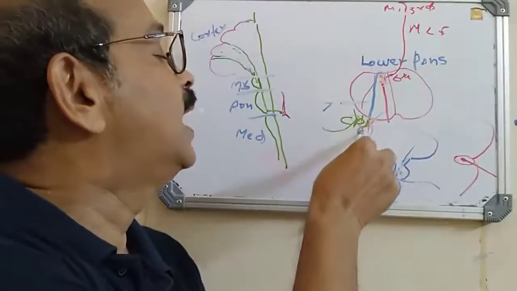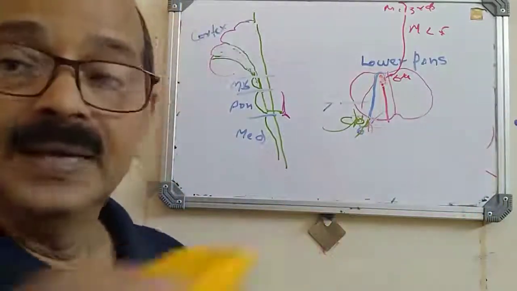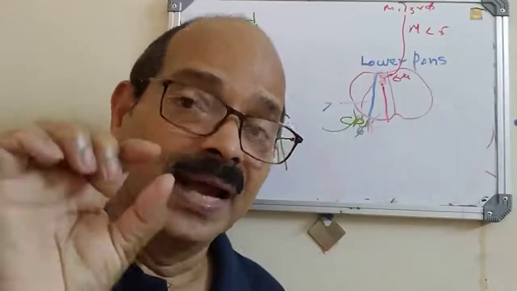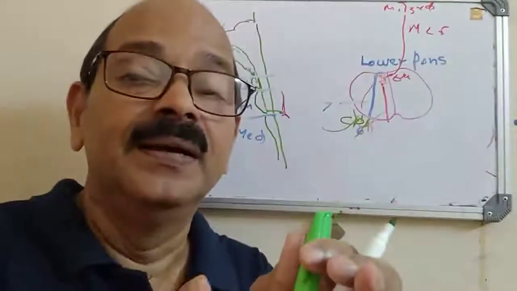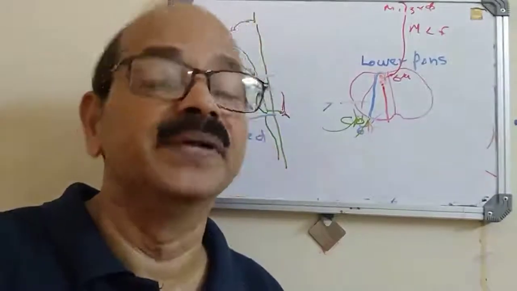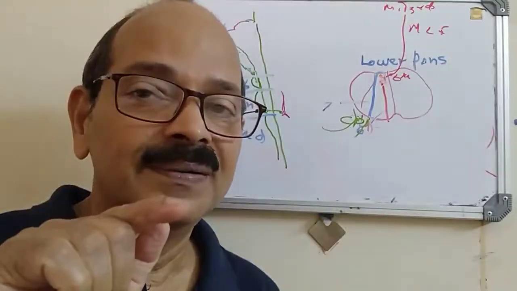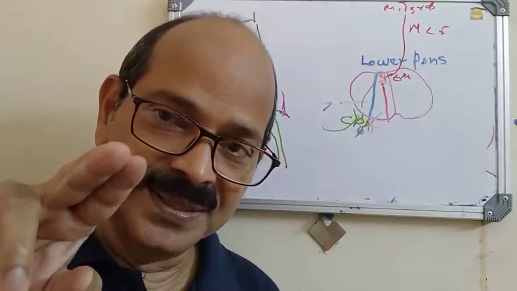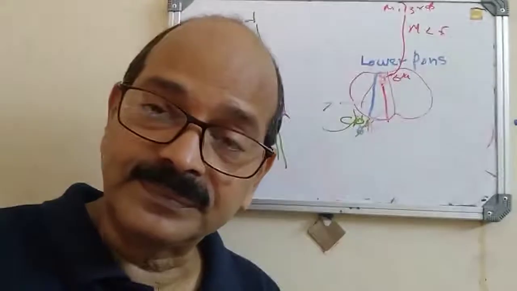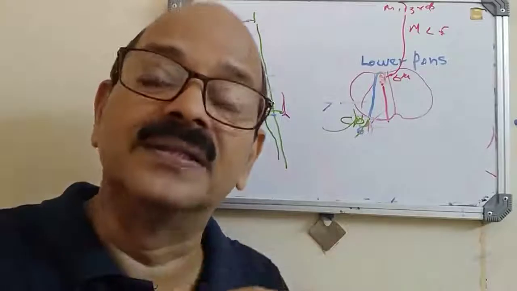So once it exits out, how does it go? Once it exits out, after 1 centimeter, it enters into the internal acoustic meatus, at the tip of the petrous bone. It enters, and the rest of the course is through the petrous bone. Who all are accompanying that part? The facial nerve, the two components of the eighth, cochlear and vestibular, the nervus intermedius, and then vessels, labyrinthine vessels. All these structures will go inside.